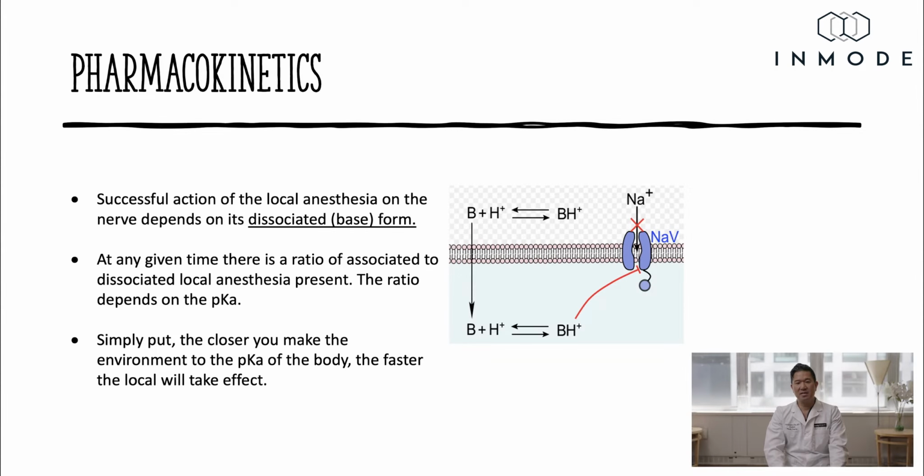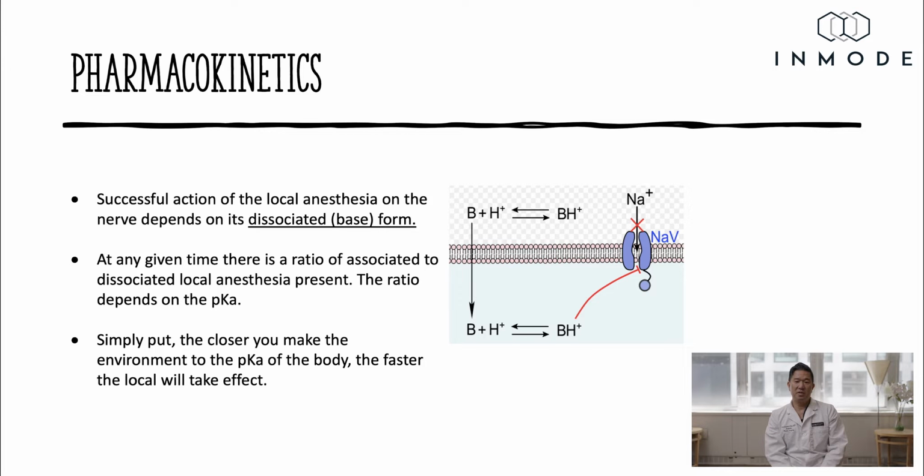Pharmacokinetically, the successful action of the local anesthesia on the nerve potential depends on the dissociated base form. We've got to go back to our chemistry and say, basically, that in an acidic milieu or environment, the local anesthetic tends to be less effective because the local pH and the pKa of the particular agent may be hampering the dissociation of the ionic channels. Simply put, the closer you make the environment to the pH of the body, the faster the local will take effect.